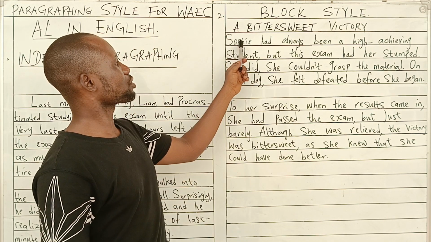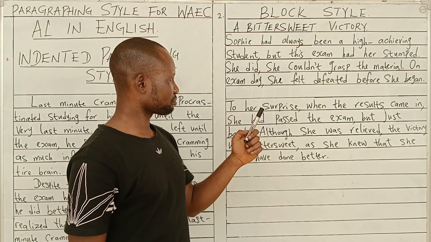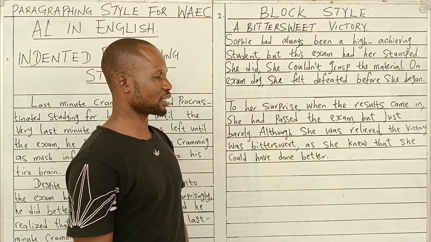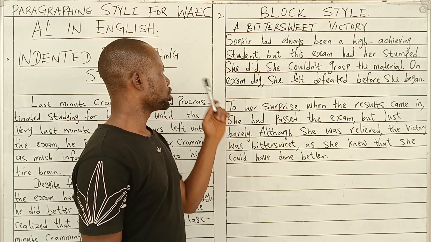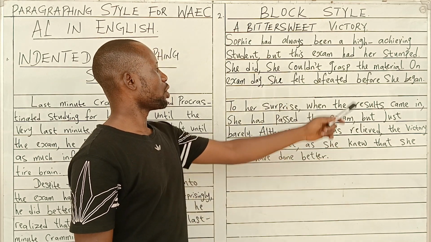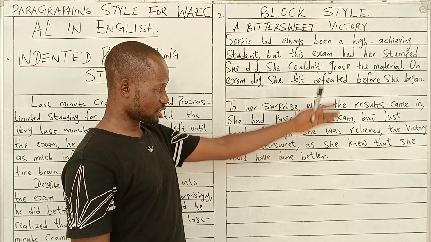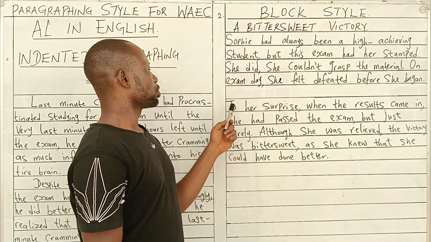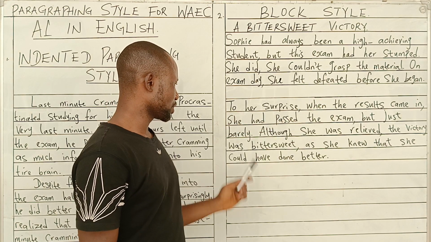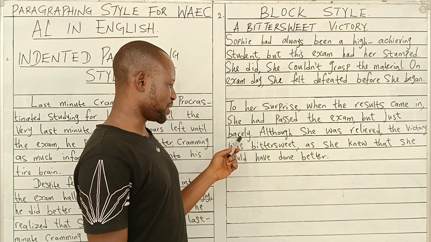Wow, let us read. Sophia had always been a high achieving student, but this exam had her stumped. Had her stumped. Wow, that was good. She couldn't grasp the material. On exam day, she felt defeated before she began. So this paragraph ended. To her surprise, when the results came in, she had passed the exam, but just barely.